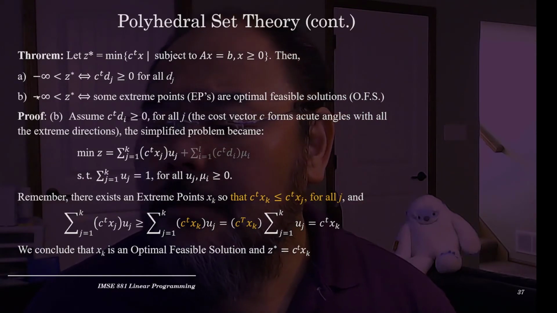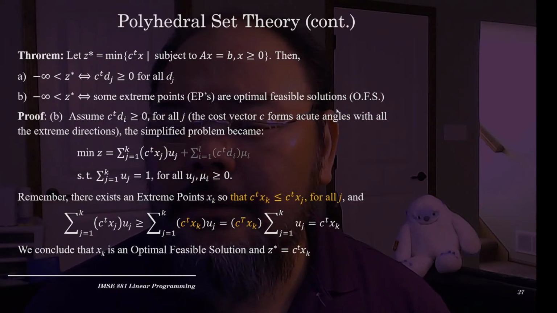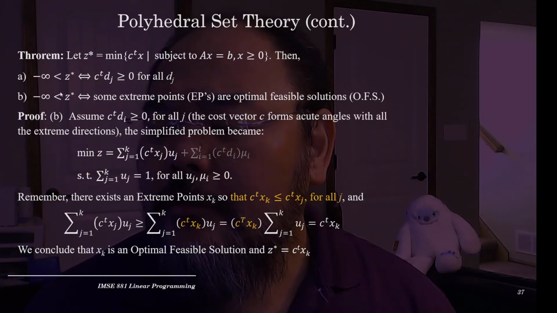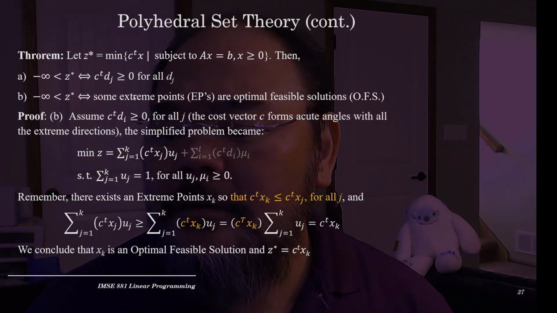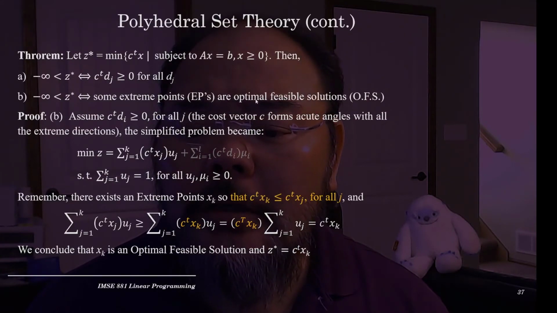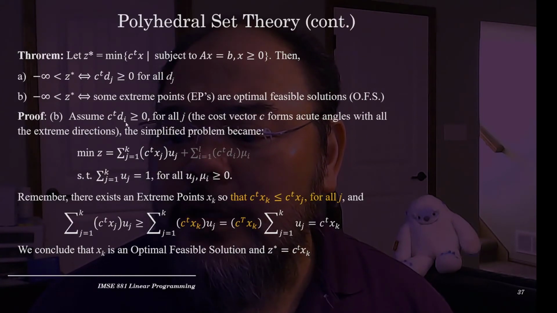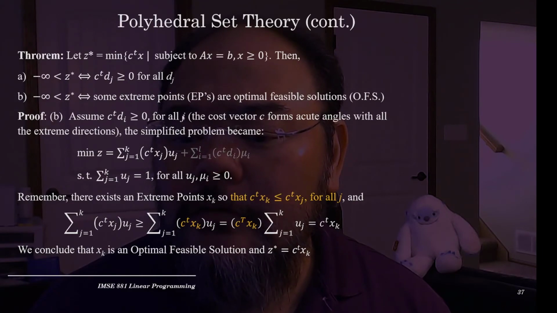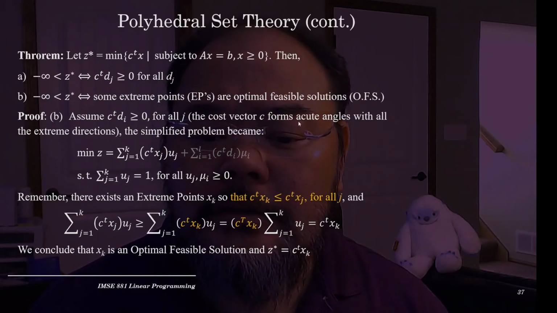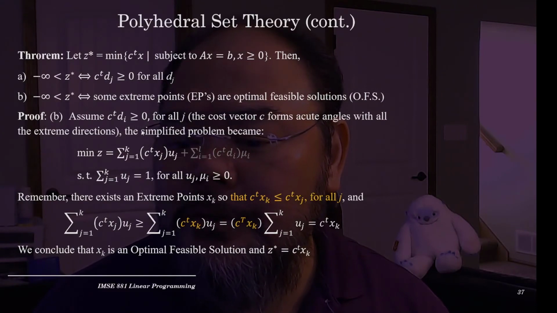The same theory, just part B focused on here, okay? So if we have a finite objective function value, then some of the extreme points are actually optimal feasible solutions. So let's take a look. Assuming c transpose times d_i is greater than 0 for all the i's, the cost vector forms an acute angle with all the extreme directions.